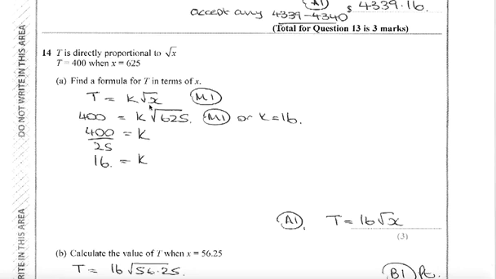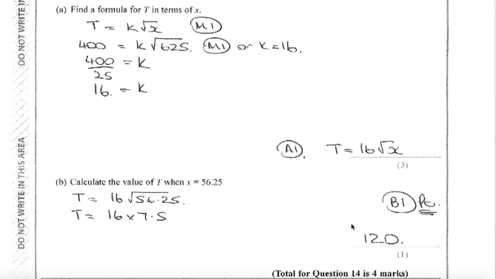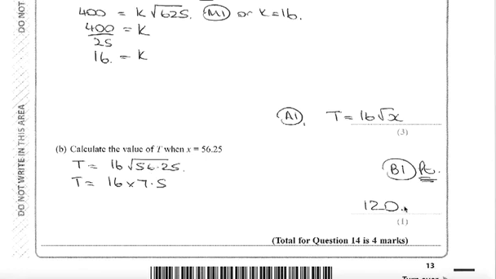Question 14, T is K times root X, 400 is K times root 625. So K is equal to 16, 400 divided by 25. Remember to give the actual answer. The formula T is 16 times root X. Now we can use that value to get 120.